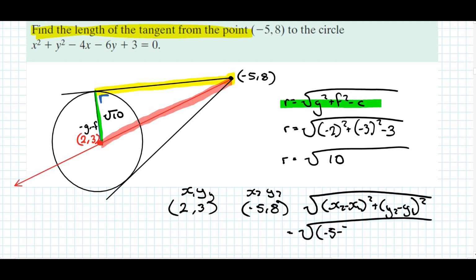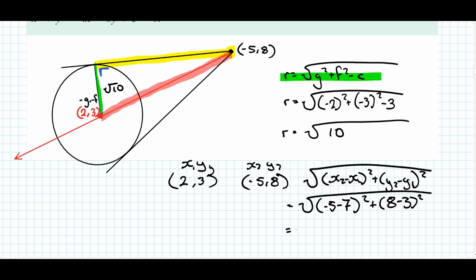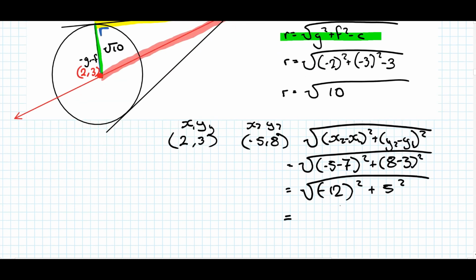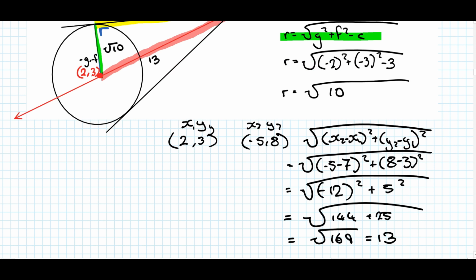So we're getting minus 5 minus 2 squared plus 8 minus 3 squared: minus 7 squared plus 5 squared. 144 plus 25, square root of 169, which is 13. So I know this is 13 long, that pink bit. Well, what have I just formed? I formed a right angle triangle.